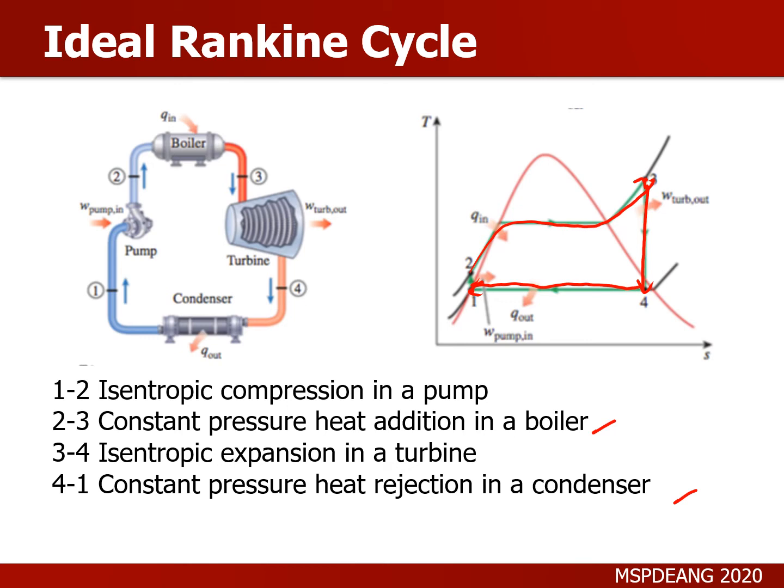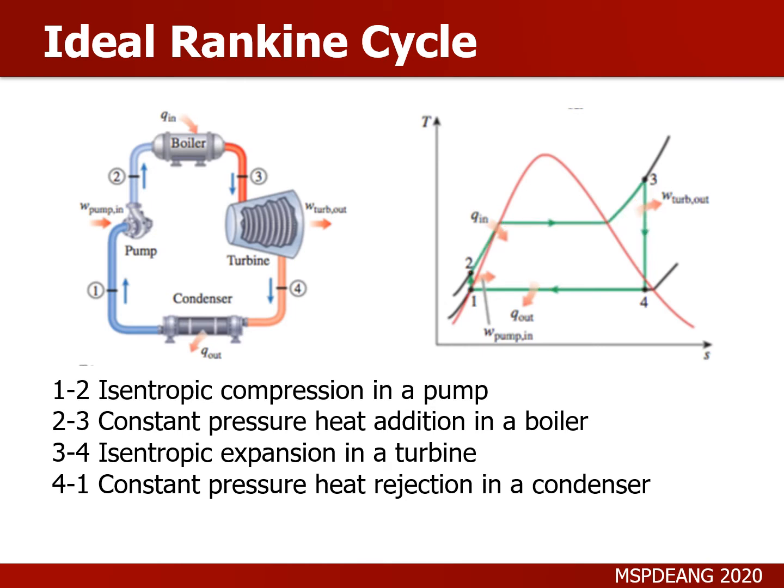So it's easier to achieve constant pressure processes in your boilers and even your heat exchangers as compared to constant temperature processes. So with this, the Rankine cycle is now more practical. So this is now our practical model for vapor power production cycles.